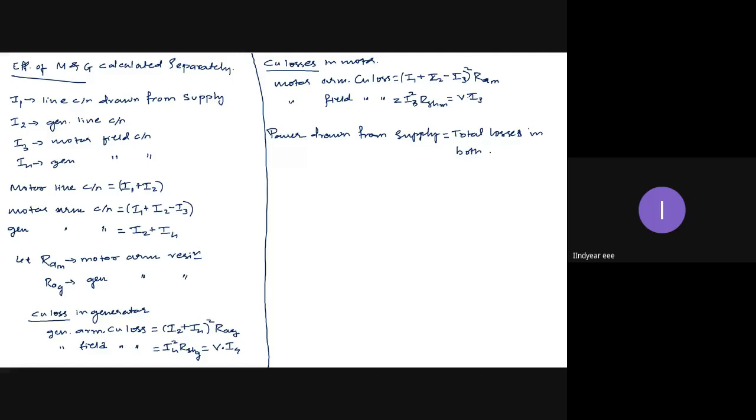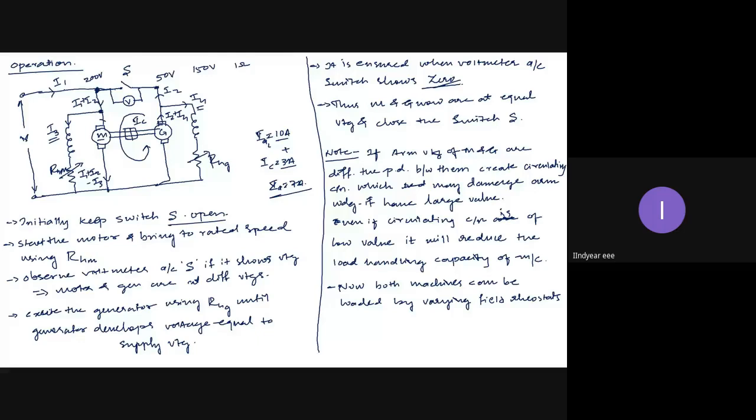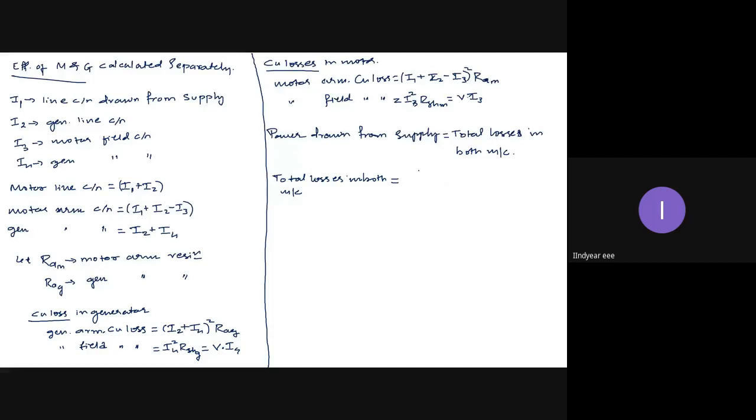Power drawn from supply is total losses in both machines. Total losses in both machines is equal to the input. Input voltage is V, current drawn from the supply is I1. Therefore V into I1 is the input. So the total losses in the machine is V into I1. And there are copper losses in both the machines.